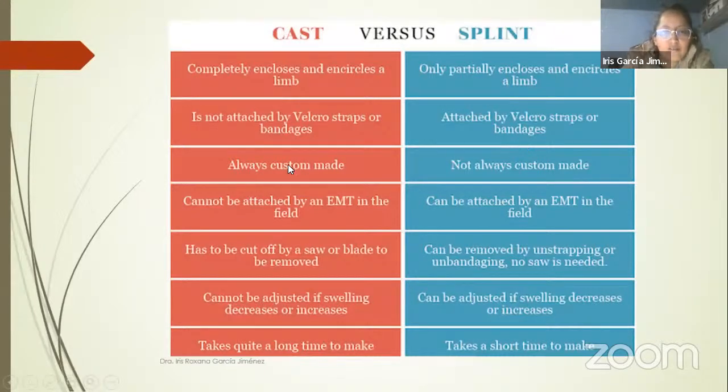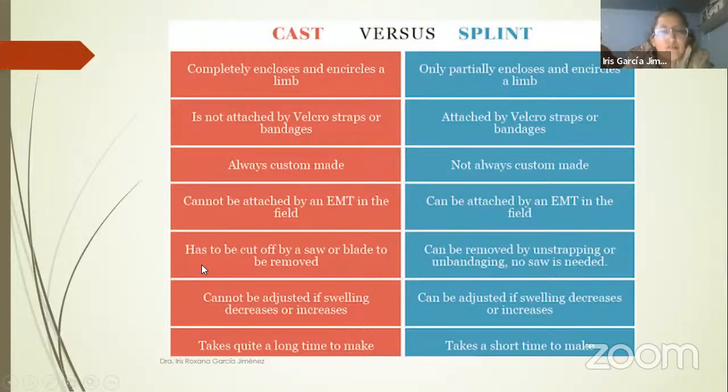We can take it out. The cast is always custom made, and the splint is not always custom made. The cast cannot be applied by an EMT in the field, emergency medical treatment in the field. It's not for pre-hospital attention. The splint can be applied by the EMT in the field. It usually is made by the emergency medical technician in the pre-hospital attention.